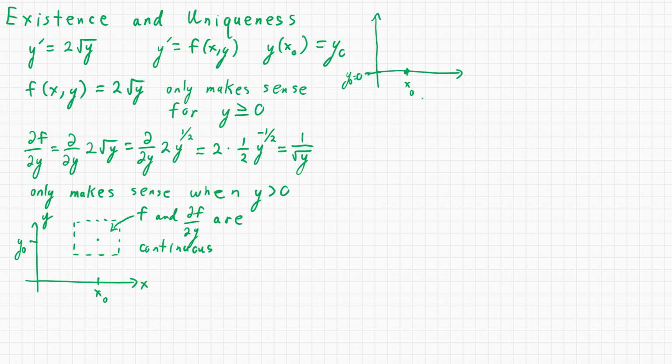Right, it's right on the x-axis. Now I've got a little problem. I can't actually draw an open rectangle that contains that point, that is continuous for either f or partial y. The reason for that is if I put the rectangle right on the axis, it won't contain the point. This dashed line means it doesn't contain its boundary.